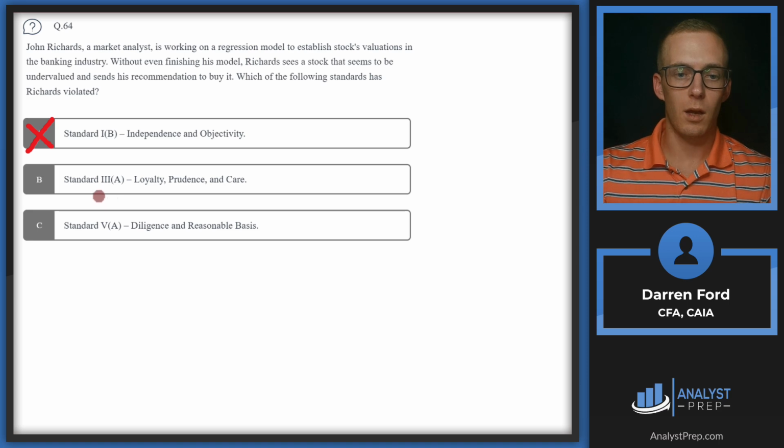B, standard 3A, loyalty, prudence, and care. This is typically related to clients, and there's nothing that suggests he did anything to wrong clients or treat them poorly.